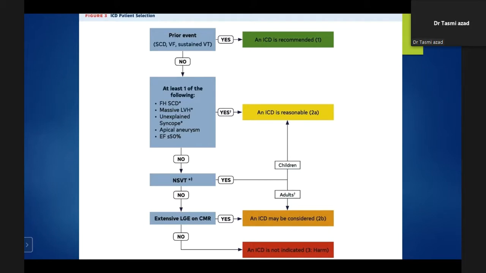If there is no such event, we look for at least one of the following. Family history is already in the risk factors. Is there a massive LVH, left ventricular wall thickness more than or equal to 30? Is there any syncope, any apical aneurysm, or any LV systolic dysfunction corresponding to ejection fraction less than 50%? Then we go for ICD. If all of these are negative, we will go for ECG. If we find a non-sustained VT in the continuous ambulatory ECG, we again go for ICD implant.